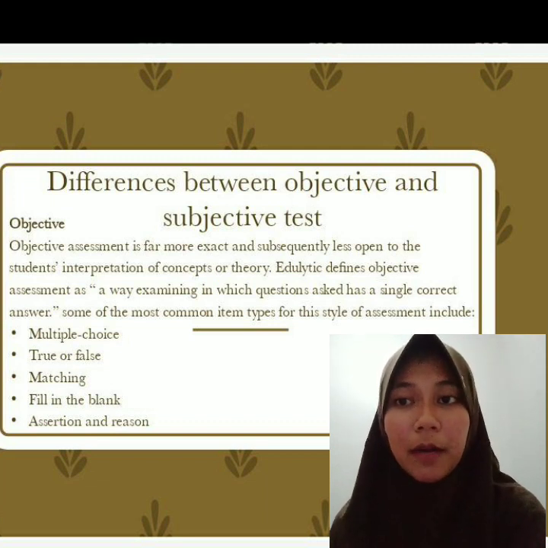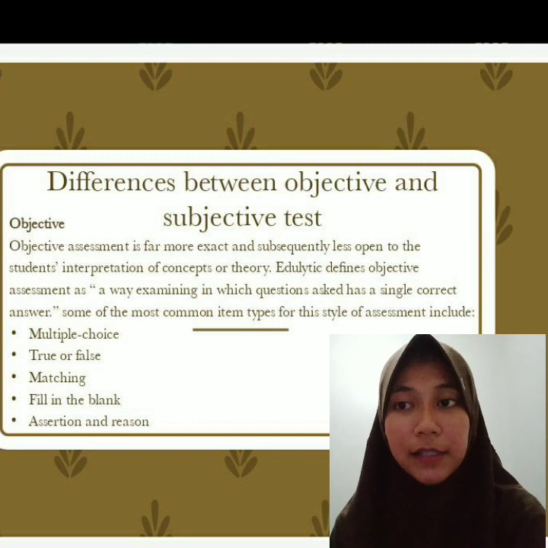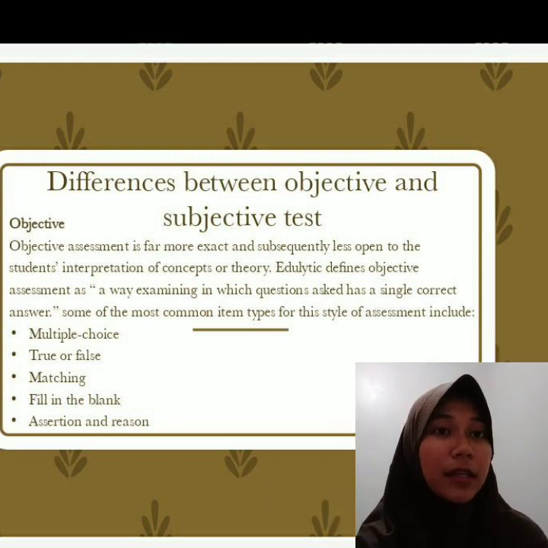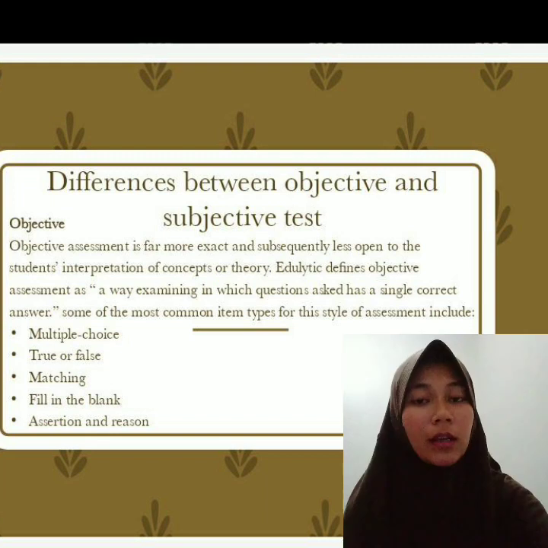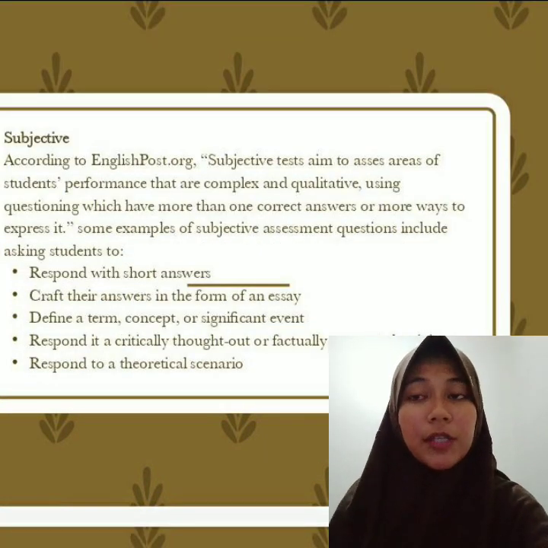Objective assessment is far more exact and subsequently less open to the student's interpretation of concepts or theory. Idiotic defines objective assessment as a way of examining in which questions asked have a single correct answer. Mathematics, geography, science, engineering, and computer science are all subjects that rely heavily on objective exams. Some of the most common item types for objective assessment include multiple choice, true or false, matching, fill in the blank, assertion, and reason.